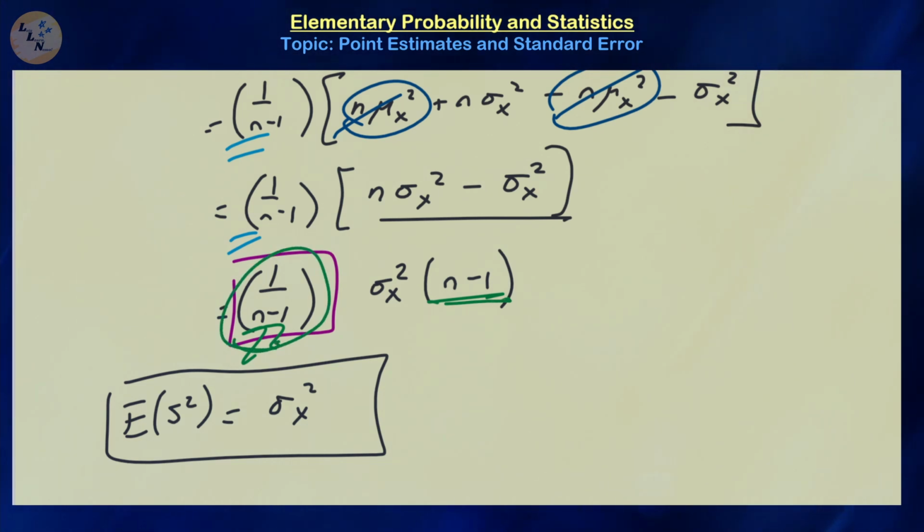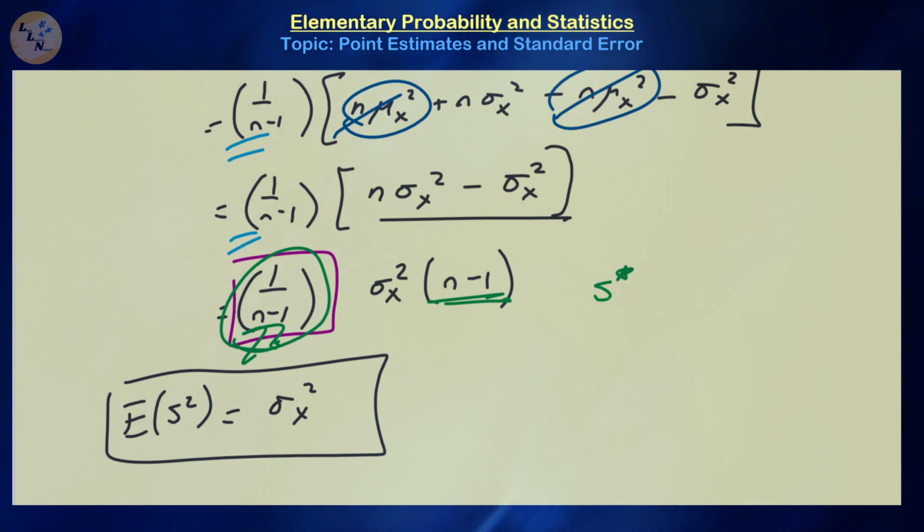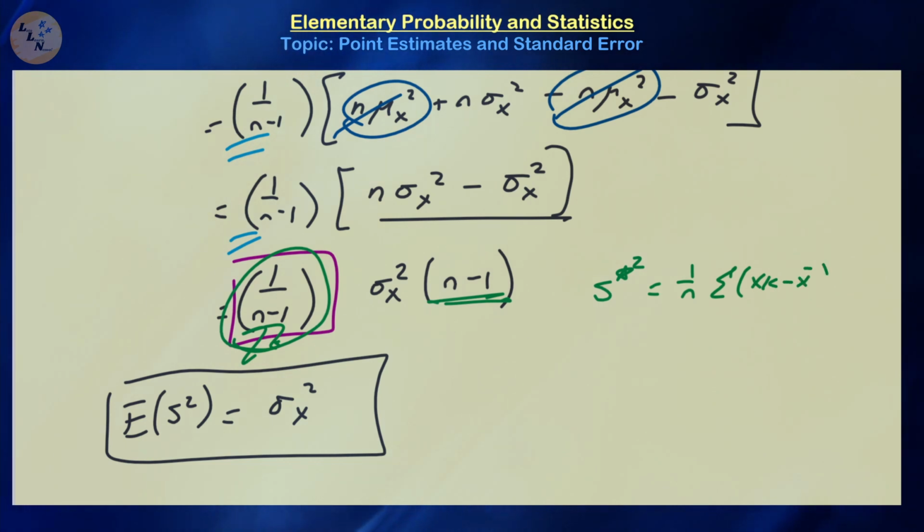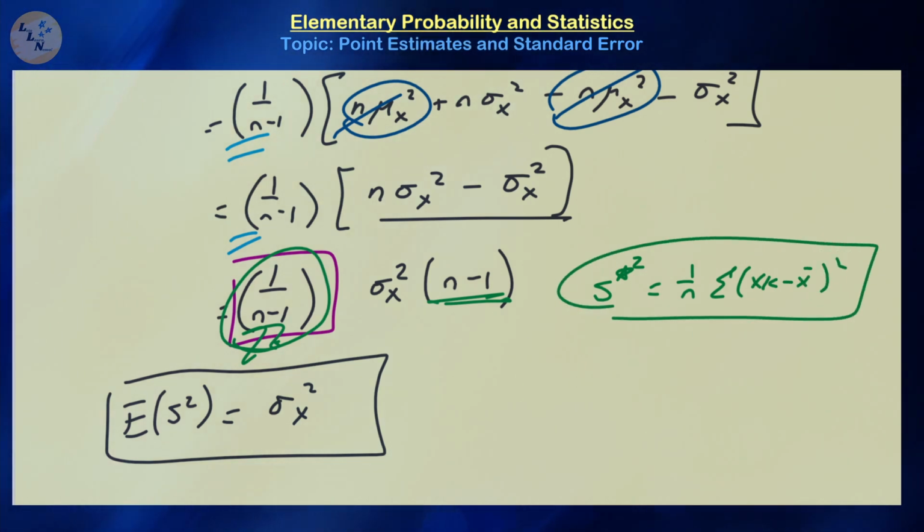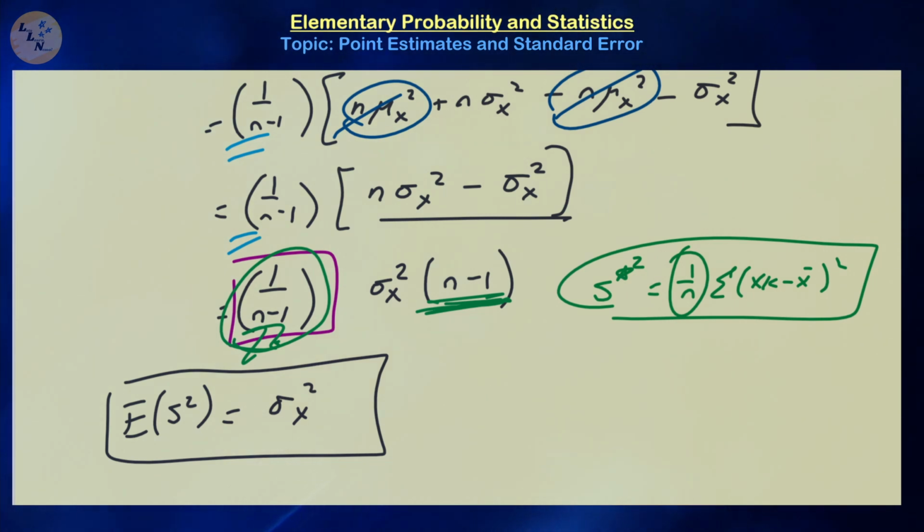So if this constant were to be 1 over n, that means the 1 over n and the n minus 1 aren't going to cancel. Therefore, the estimate, I guess you could call it s star squared, equals 1 over n times the sum of xk minus x bar, the quantity squared. This is not an unbiased estimator for the population variance, because this 1 over n is not going to cancel with this n minus 1 term. So therefore, that sort of motivates why we divide by n minus 1. And if that is the case, that means the traditional sample variance term is an unbiased estimator for this particular population parameter.